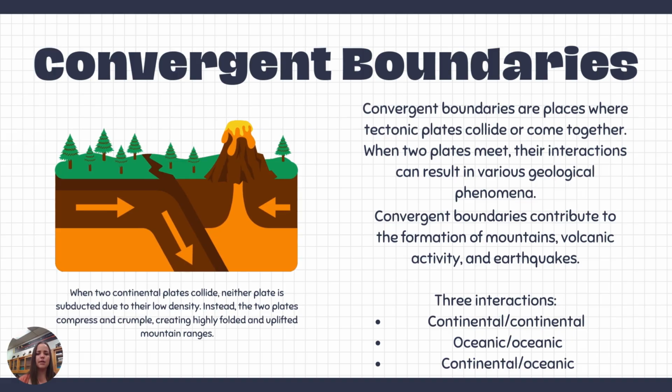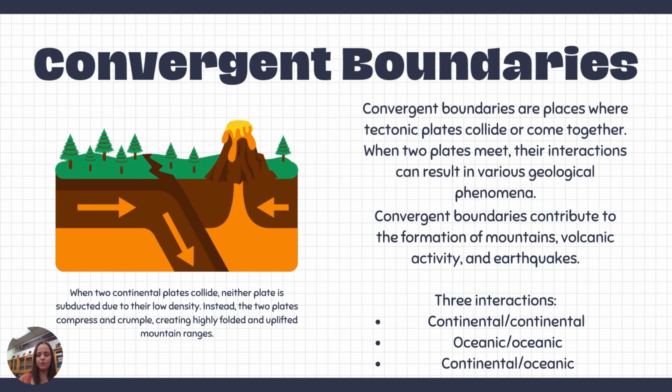At convergent plate boundaries, we have three different interactions that we focus on. This is where two tectonic plates are colliding or coming together. So this is important to remember: where two plates are meeting, we're going to see a lot of different things depending on the interaction. Is it continental-continental, oceanic-oceanic, or continental-oceanic? Depending on what they're constructed of, whether they are basalt, which is oceanic crust, or granite, which is continental crust, you're going to see different things being created.